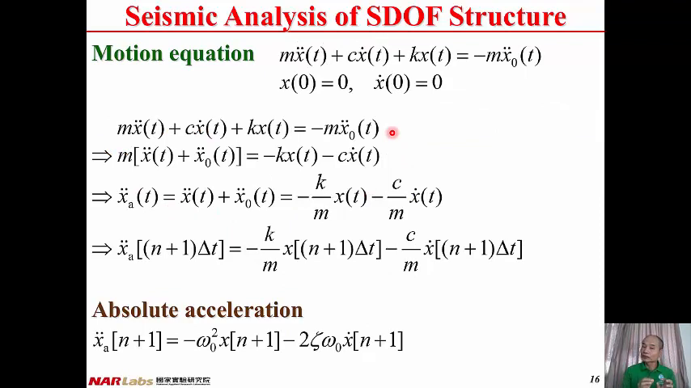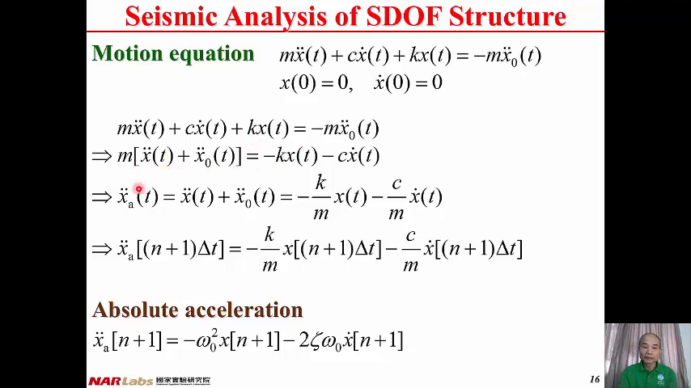Now we consider the force equilibrium equation m x double dot plus c x dot plus k x equals minus m x0 double dot. If we move minus m x0 double dot to the left-hand side of the equation, then we have m times (x double dot plus x0 double dot). And x double dot is the acceleration of the structure relative to the ground, and x0 double dot is the ground acceleration. Therefore, the addition of these two becomes the absolute acceleration of the structure. If we move c x dot to the right-hand side, it becomes minus c x dot, and k x becomes minus k x.